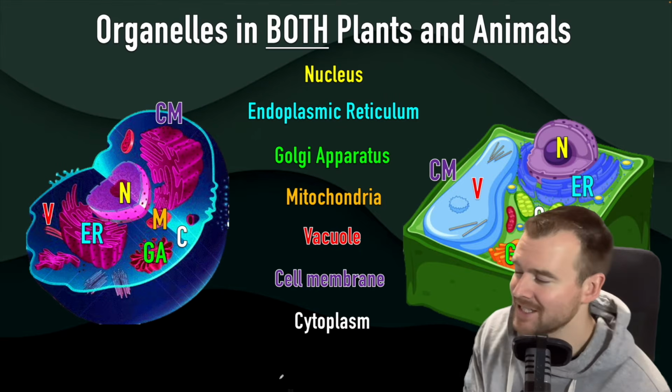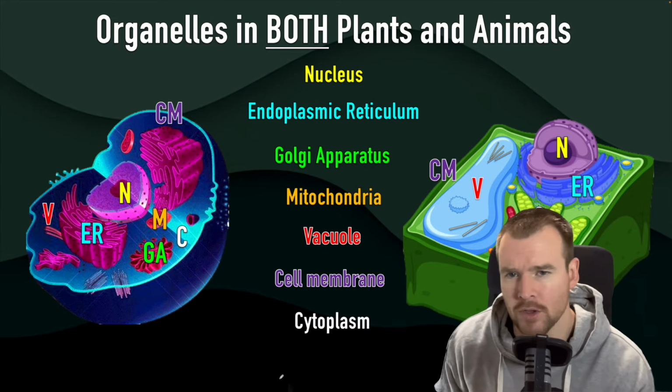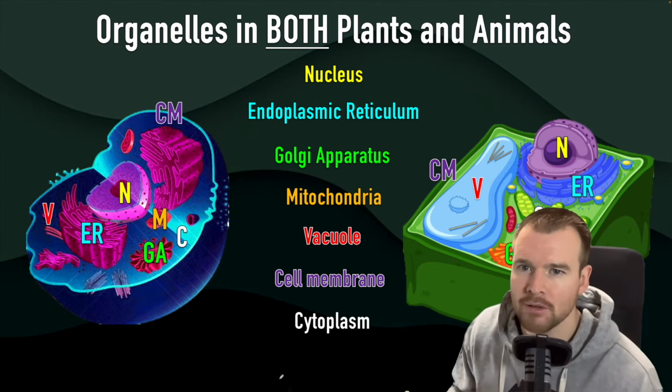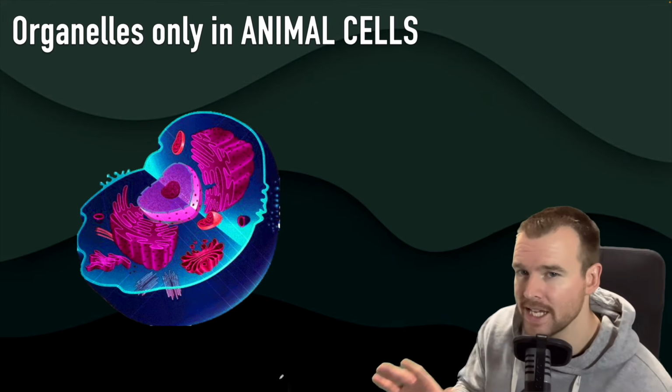Okay, so there are the main 7 organelles, and they're present in both animal and plant cells. Definitely good to know those ones. There's also a couple that are unique to plants and unique to animals. Let's take a look at animals first. These ones are only in animal cells.